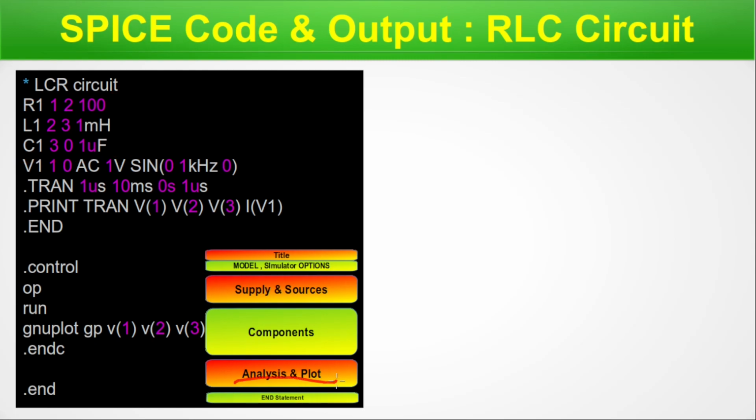Next we have the analysis and plot. So for analysis, we have transient analysis. So we are giving it, and for printing, right, we have the print statement here.